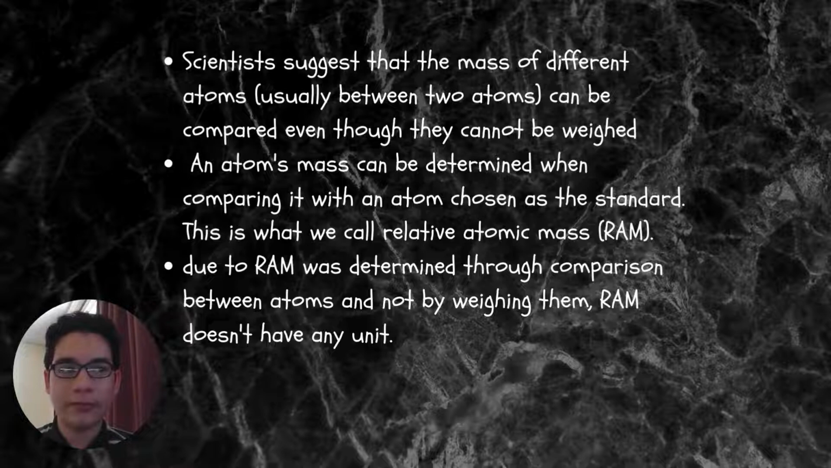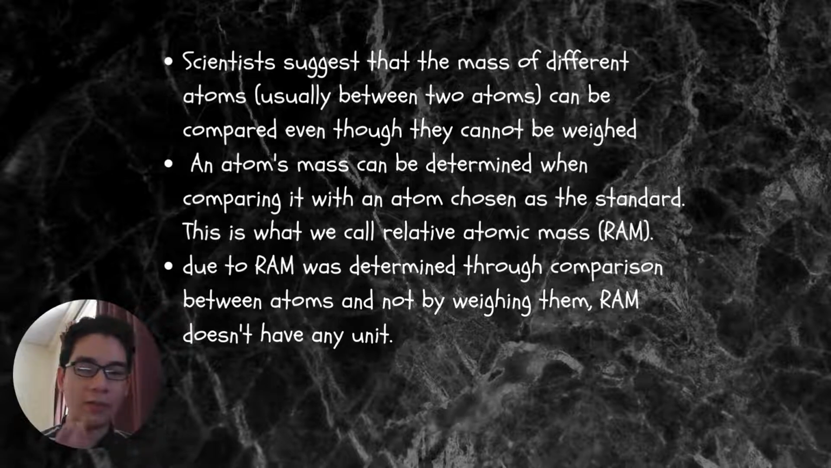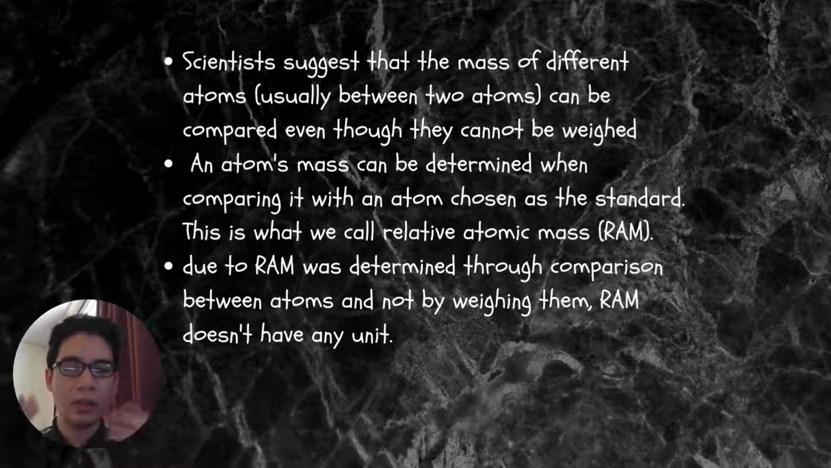So because we cannot measure them in grams, or it's just so difficult, scientists suggest that the mass of different atoms, usually between two atoms, can be compared even though they cannot be weighed. Okay? We cannot measure them in grams, but we can compare. So the next question is, we can compare one atom with another atom that has been chosen to be the standard atom. This is the birth of the term relative atomic mass, or RAM for short.